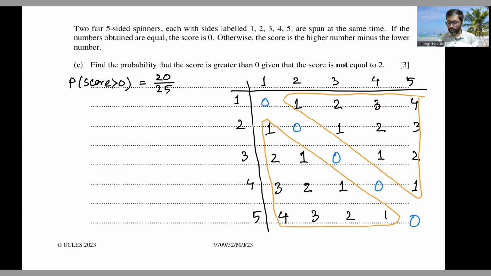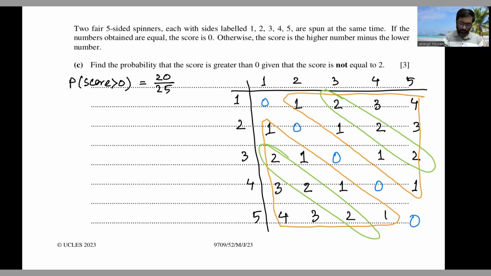And not equal to 2. In how many cases do we have the score equal to 2? So these are the cases. There are 6 outcomes where the score is equal to 2. So not equal to 2 will be 25 minus 6. The probability that the score is not equal to 2 is 25 minus 6, that's 19 by 25.